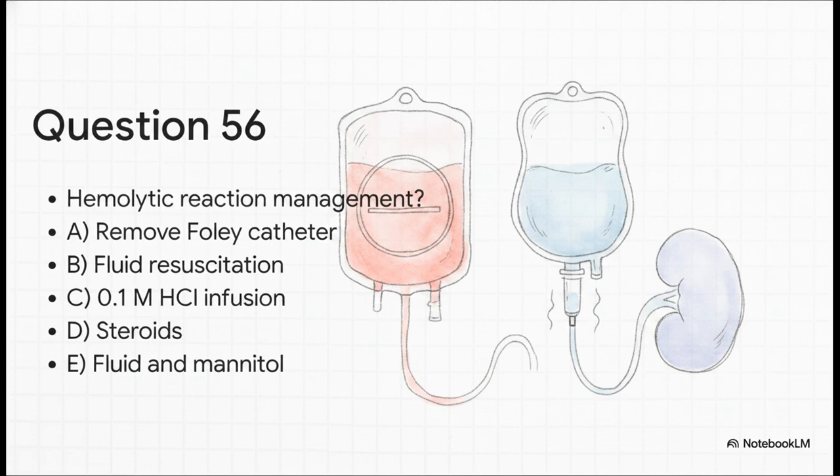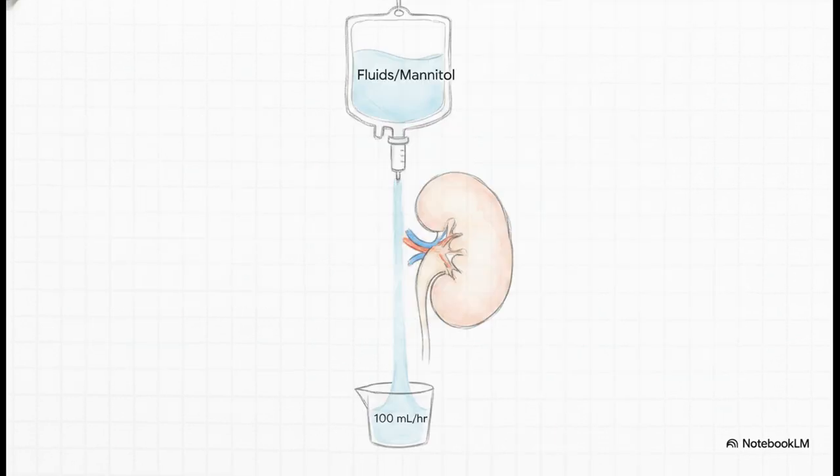C. 0.1 m HCl infusion. D. Steroids. E. Fluid and mannitol. The appropriate management is E. Fluid and mannitol. Intravascular hemolysis causes free hemoglobin release, leading to hemoglobinuria and acute kidney injury. Aggressive fluids and mannitol maintain your urine output and prevent that hemoglobin from depositing and causing renal tubular damage.